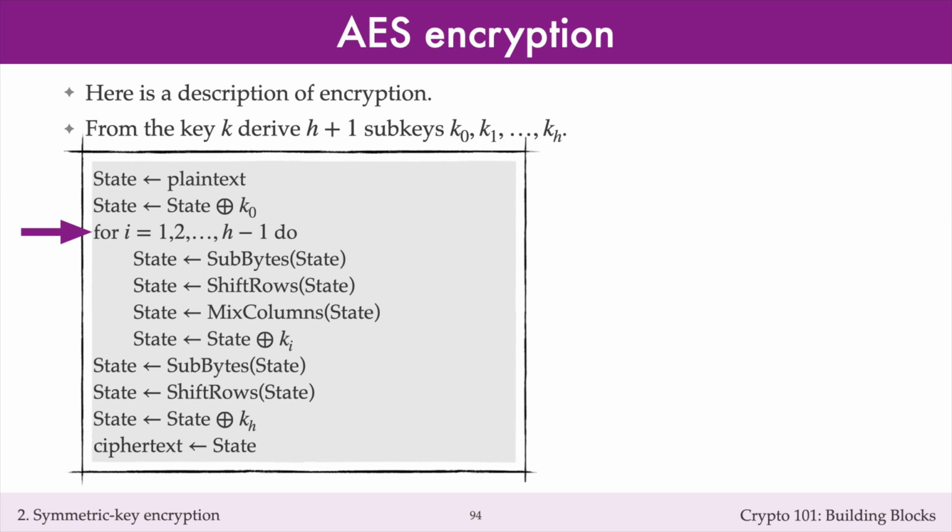We then perform h-1 rounds of encryption. In each round, we apply the S-box to each of the 16 bytes of the state. Shuffle the bytes in the rows of the state by applying the ShiftRows operation, and then we mix up the bits in the bytes of each of the 4 columns of the state by applying the MixColumns operation. Lastly, we add the next subkey to the state.